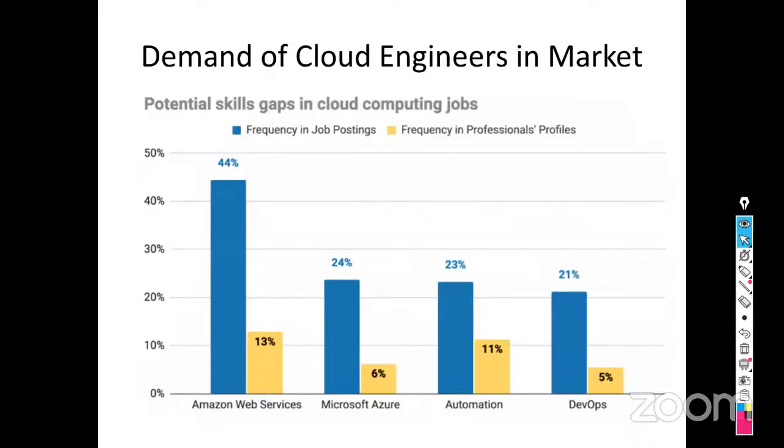As I said, currently AWS is leading the market. In AWS we currently have 44% of openings for cloud engineers, but as of now only 13% cloud engineers are available in the market. You see how much gap we have. Similarly for Azure, the second competitor among cloud service providers, capturing 24% of the market requirement, there are currently only 6% Microsoft Azure engineers. A similar graph applies to automation and DevOps.